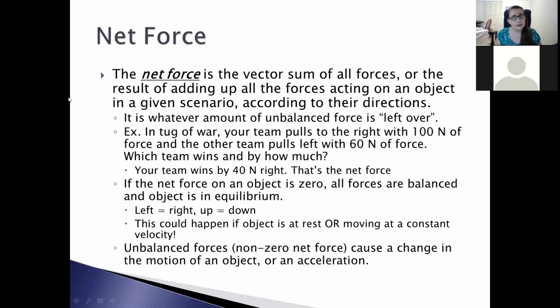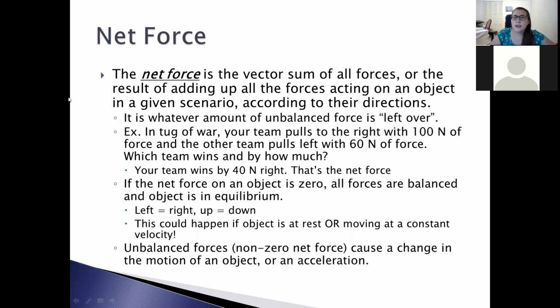An object in motion will remain in motion at a constant speed in the same direction unless there's an unbalanced force acting on it. If there's no unbalanced force, no net force, it can still move at a constant speed in a given direction. Right? An object in motion stays in motion. But clearly this could also happen if the object is at rest. So unbalanced forces or a non-zero net force will cause a change in the motion of the object, or an acceleration. Okay, so tomorrow we will go through how to apply these laws in different scenarios.